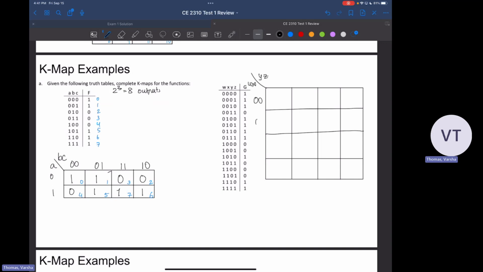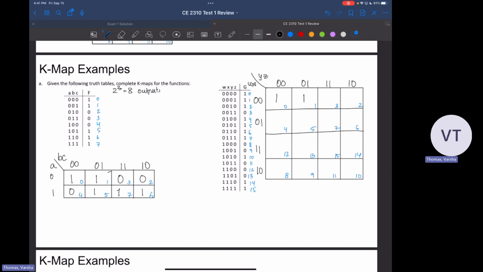I'm going to label 0, 1, 1, 1, 1, 0, 0, 0, 0, 1, 1, 1, 1, 0. So 0, 1, 3, 2, 4, 5, 7, 6, 8, 9, 11, 10, 12, 13, 15, 14. Okay, and then I'm just going to go one by one on each of these rows. So I'm going to number these as well, 0 through 15. So 16 rows. And then I'm just going to start filling these in.